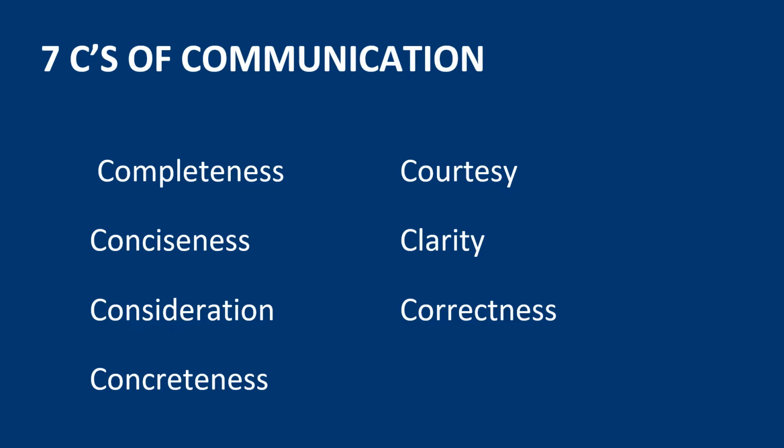Concreteness is finding research data, facts, and figures to use it to support your content. Courtesy is being polite and showing respect for the receiver. Clarity helps to make communication clear and not vague. Correctness is to avoid spelling, grammar, pronunciation, and any other mistakes. Let's look at each one of these C's a little bit more in depth and ideas on how to implement them to communicate efficiently.